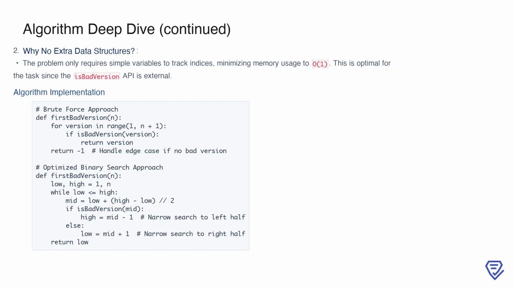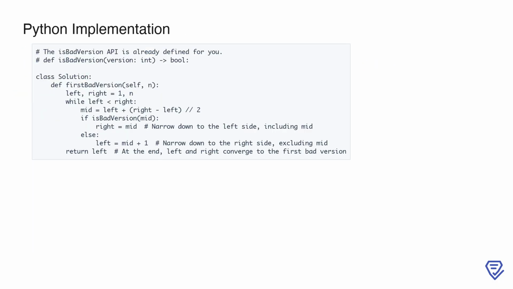This approach combines efficiency, simplicity, and correctness, solving the problem effectively while minimizing API calls. This solution efficiently determines the first bad version using a binary search approach. The first bad version function takes the number of versions n as input. Initially, we define two pointers, left and right, representing the range of versions to search. The left pointer starts at 1, the first version, and the right pointer starts at n, the total number of versions. The key optimization lies in the binary search logic implemented in the while loop.